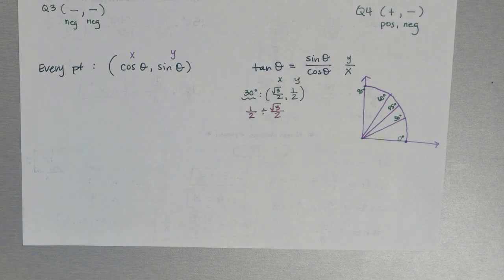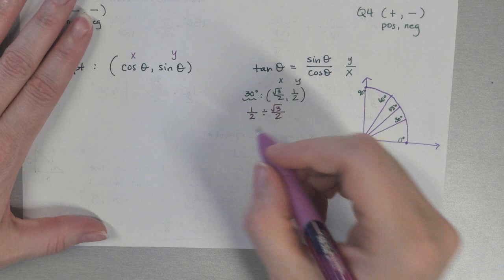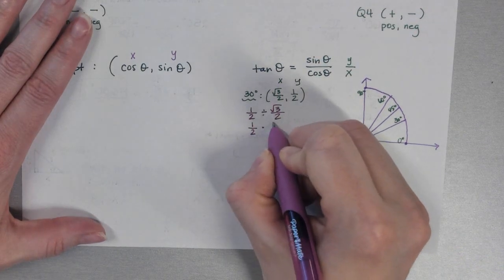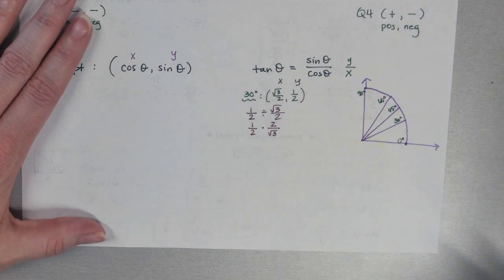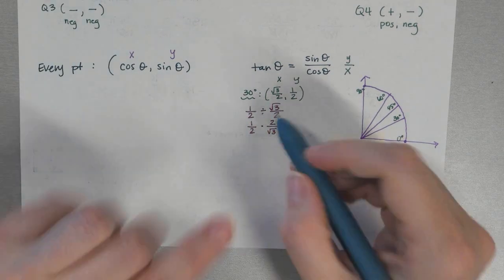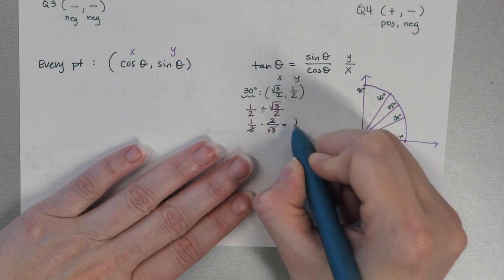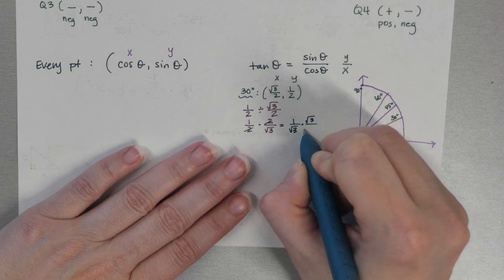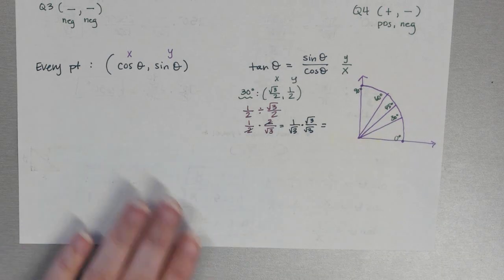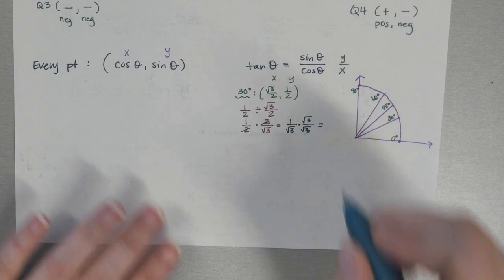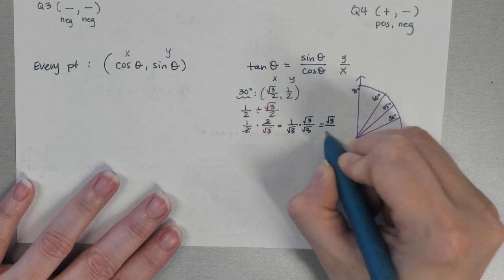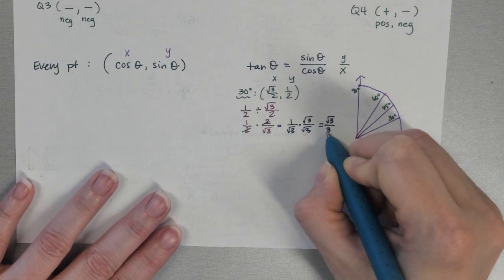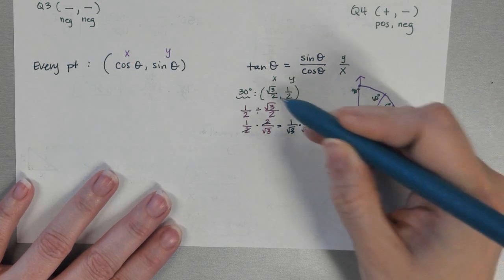Because what's the rule when you're dividing fractions? Yeah, multiply by the reciprocal. So this would be 1/2 times 2 over root 3. What's going to cancel out there? Yep. And then I don't want to leave it as 1 over root 3, so what do I do? Yep, multiply by root 3 over root 3, because you can multiply anything by 1. So I have root 3 on top. What does the denominator become? 3. So this is your tangent at 30 degrees.